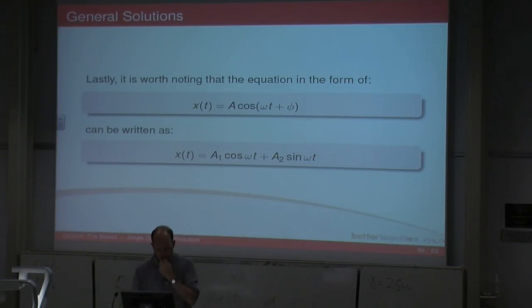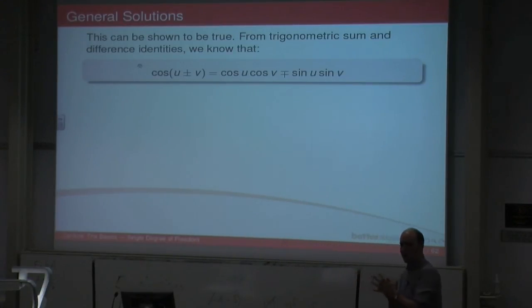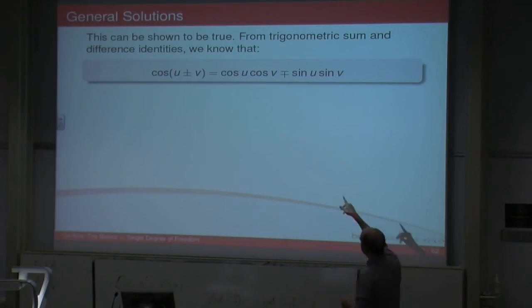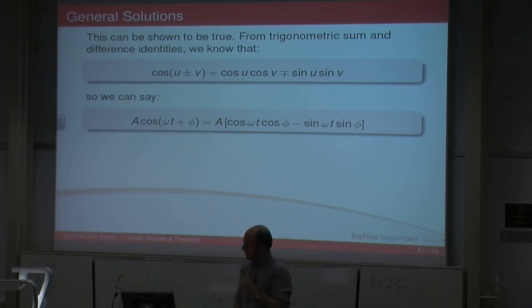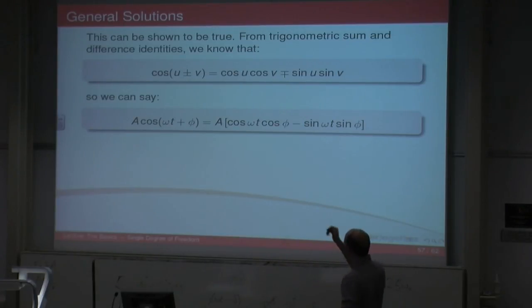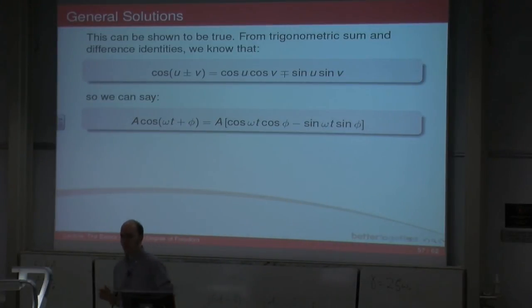How do we know that? Well, let's think about trigonometry. Going back to, is that GCSE maths or A-level maths? I don't know. I didn't do either. You end up with this sum and difference identity. Cosine of u plus v is cosine u, cosine v minus sine u, sine v. Now before we had omega t plus phi as the u and the v terms, so obviously you can separate that out into that formula. A cosine omega t plus phi must be equal to A cosine omega t cosine phi minus sine omega t sine phi.